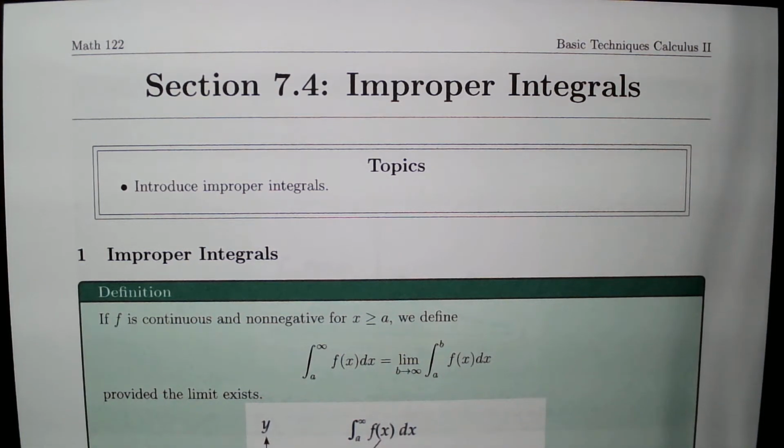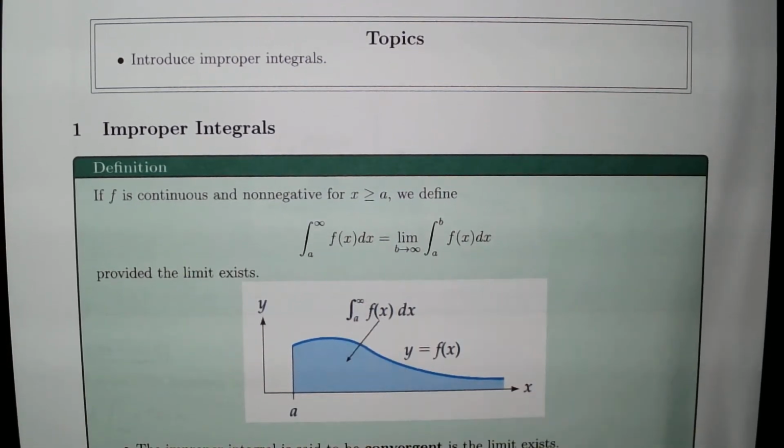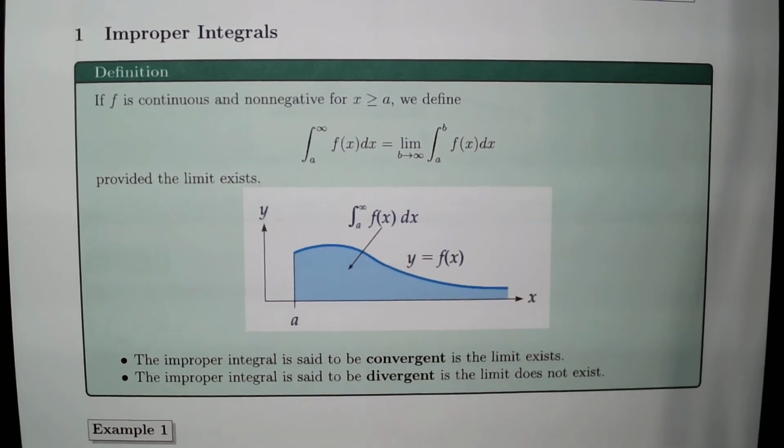Alright, so in this video we go over section 7.4, which covers improper integrals. In this case we are going to evaluate integrals in which at least one or both of the limits of integration are going to infinity, as we can see in the symbol right here. So what does it mean to evaluate an improper integral?